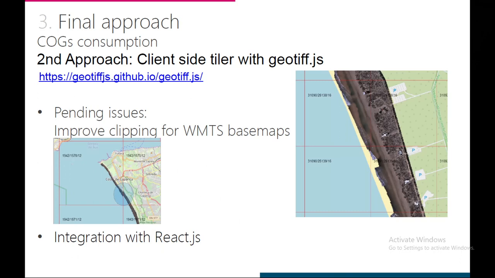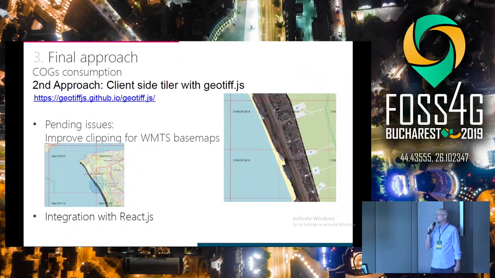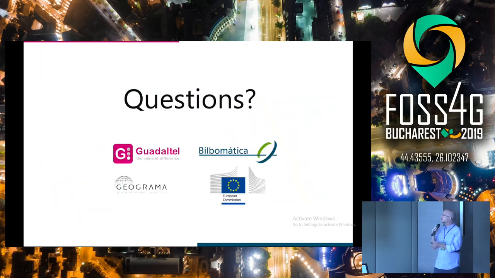But we are using MapBoxGL, so in a React environment. So we are consuming directly the PBFs from there and drawing in the map using styling from Maputnik also, and for this representation of the COGs, we are dealing with the proxy and integrating the geotiff.js, which is not available for the moment in Mapbox. And this is it.